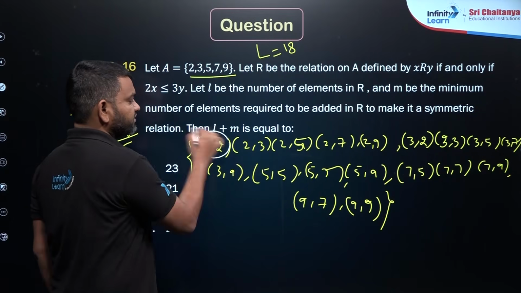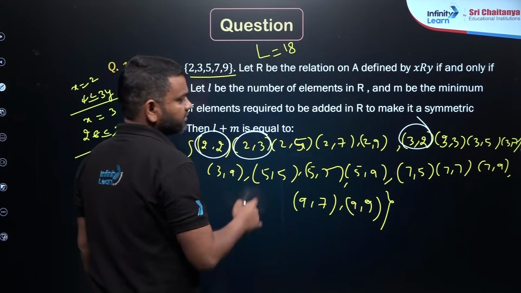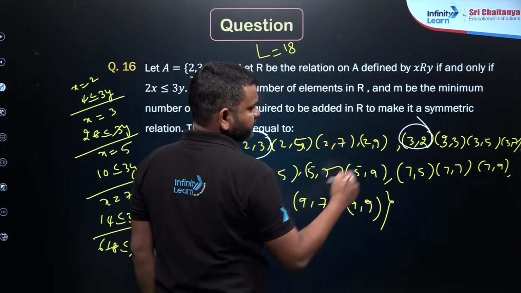So you don't need to add anything here. 2 comma 3, 3 comma 2 are there. So you don't need to add anything here. 2 comma 5, 5 comma 2 is not available. So you need to add. These 3 you need to add.